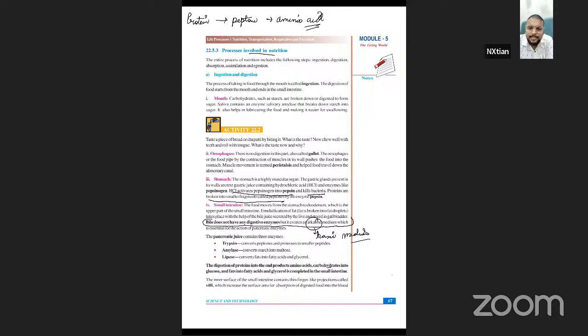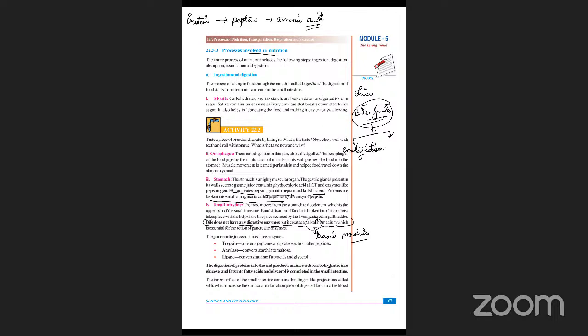Now the small intestine is basically having an alkalinic medium because it is treated by bile juice coming from the liver. So the liver releases bile juice, which has two works. First is emulsification.